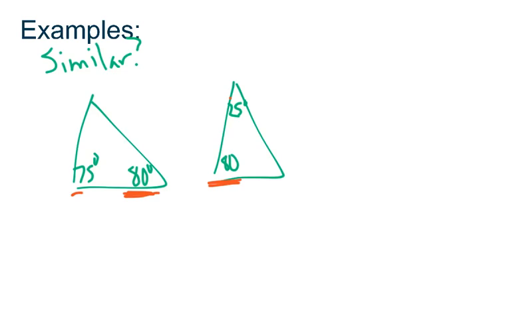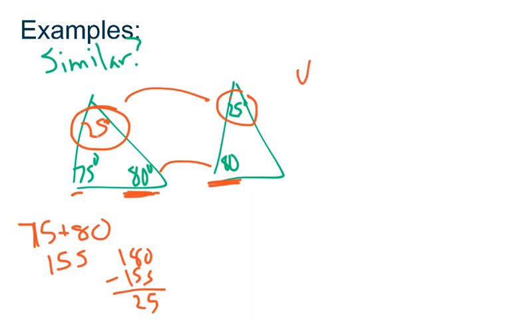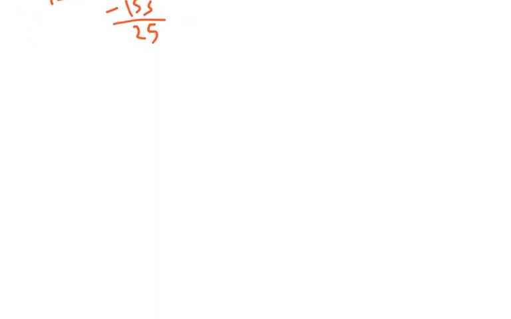So what we have to do first is find out what this angle measure is going to be. We'll go 75 plus 80, which is 155, and then 180 minus 155, and that gives us 25. Well, right now, we're done. We have two angles that match: 25 and 25, 80 and 80. So yes, they are similar to each other. All right, let's do another example.